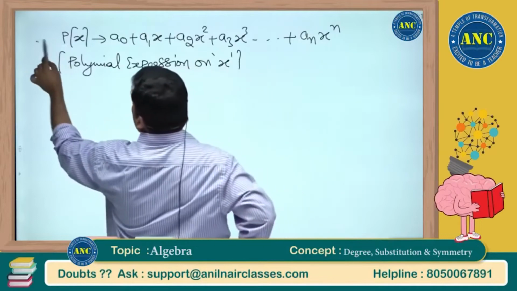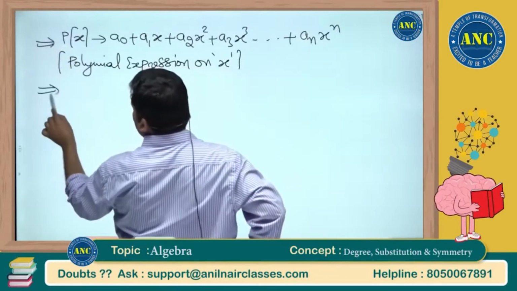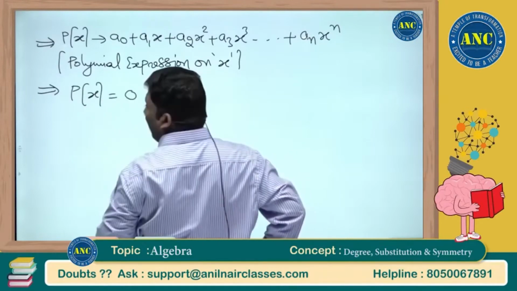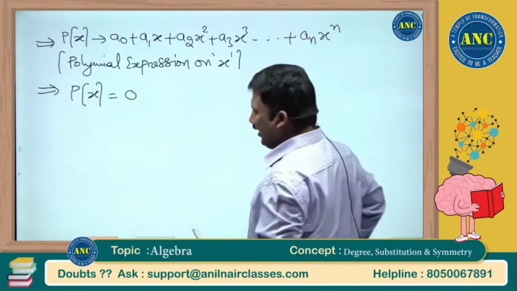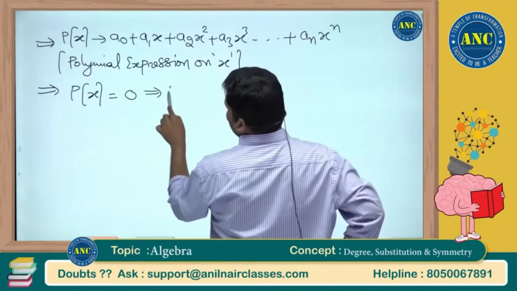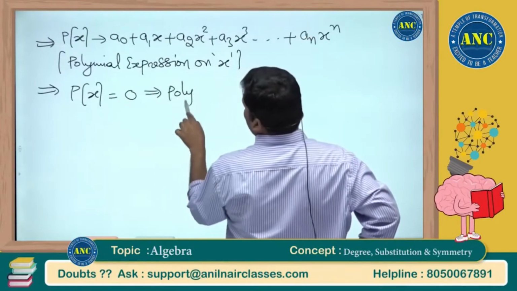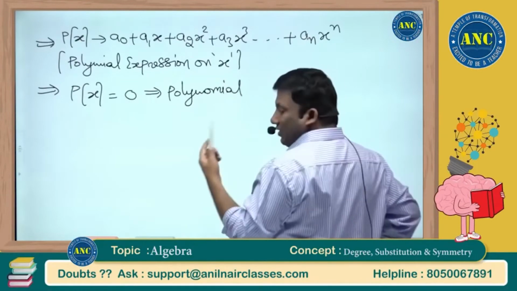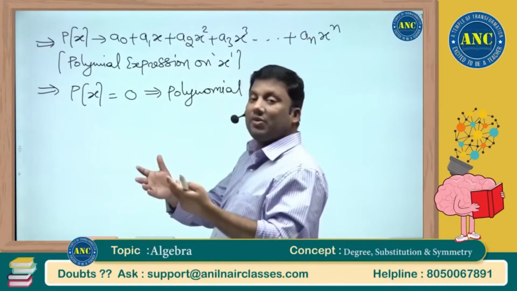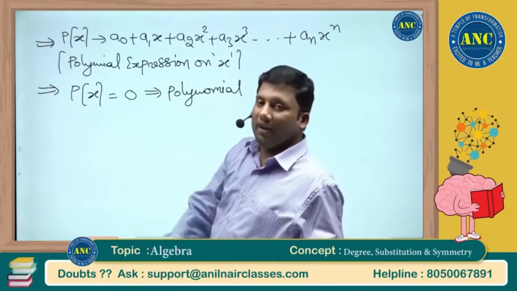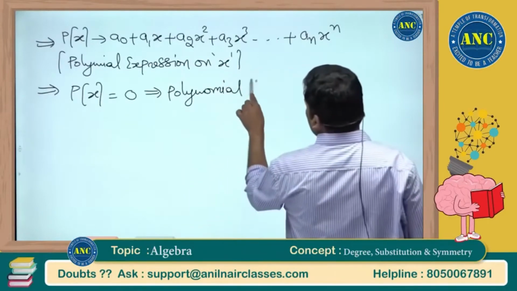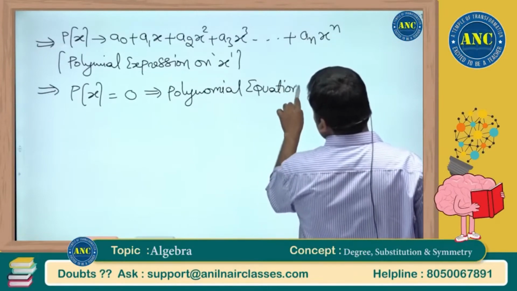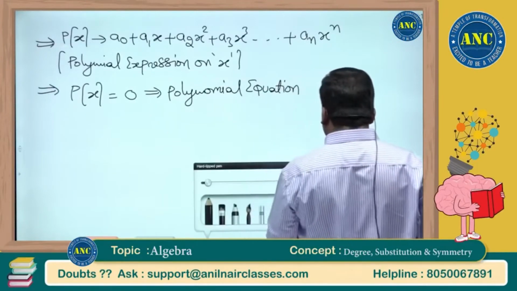If I equate a polynomial expression with 0, then I will get a polynomial equation. If an expression is equated with something, say if it is equated with 2, left hand side equals 2, if I bring it over, minus 2 is equivalent to 0. So if an expression is equated with 0, then it is called a polynomial equation.